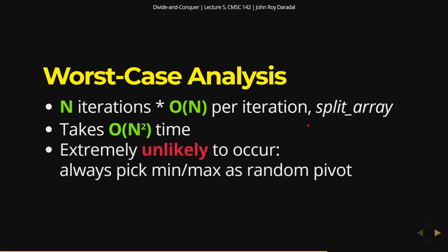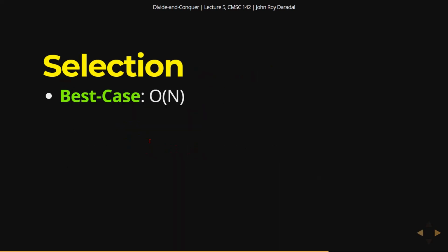However, this is extremely unlikely to occur. You're already very unlucky if you always pick the min or max as the random pivot each time. So if you sprinkle in some good pivots here and there, then it would not reach O of n squared. This is already the very extreme case wherein you always pick the min or max as the random pivot. It would take O of n squared time. So that's the worst case. Okay, so best case O of n, worst case n squared.